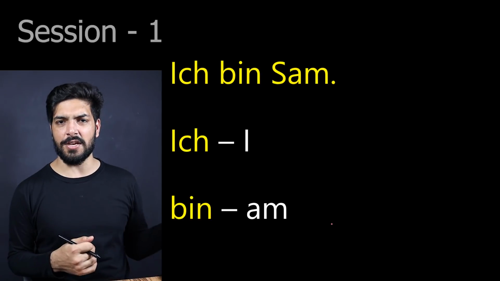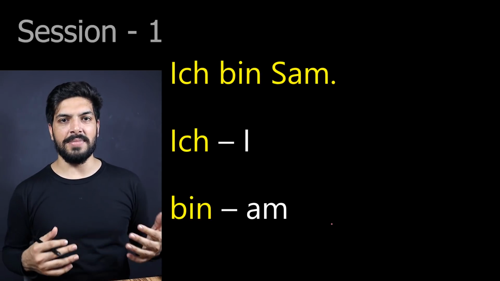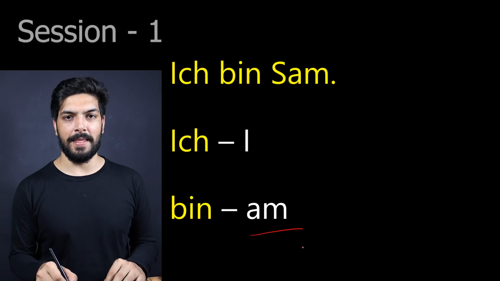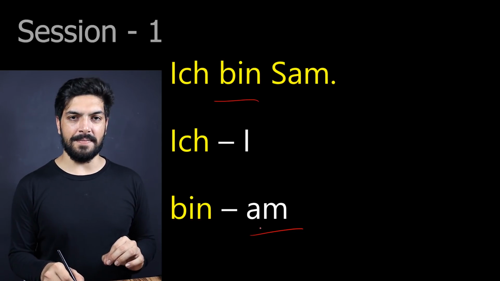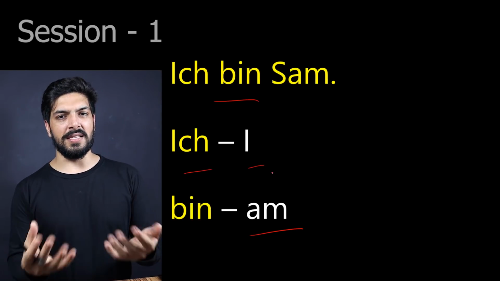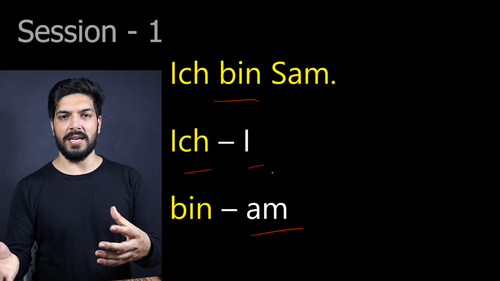So when somebody asks you, who are you? You say, I am Sam. So ich bin Sam. So ich bin is "I am". Remember, bin is am. Ich is I, and you can add your name. This is the easiest version. Ich bin Sam. Ich bin XYZ. Your name, then, in that case.